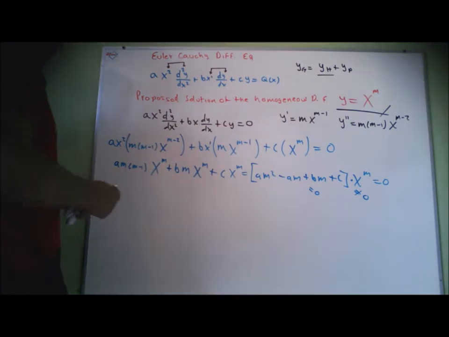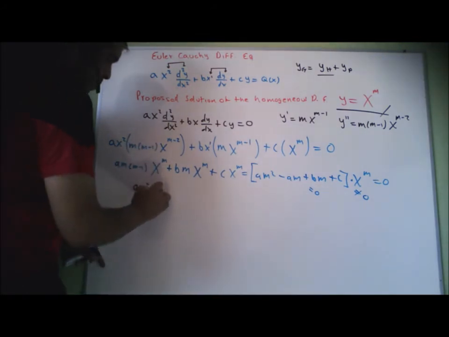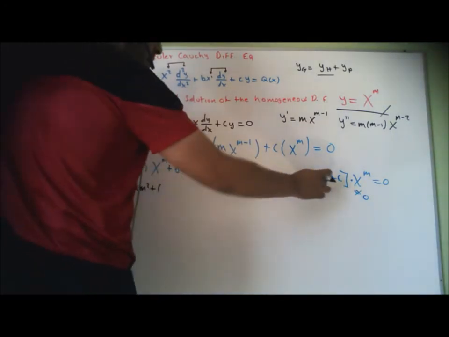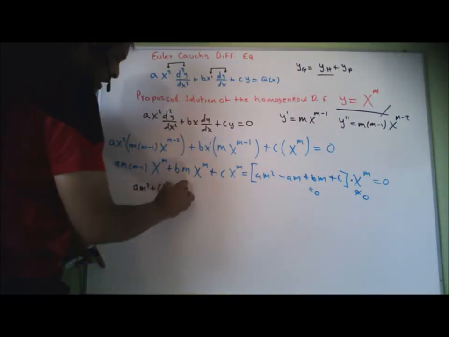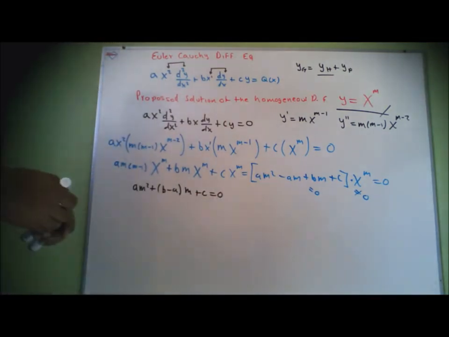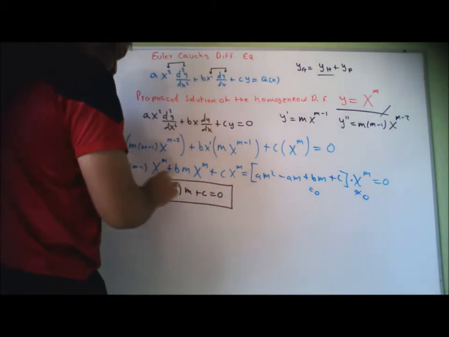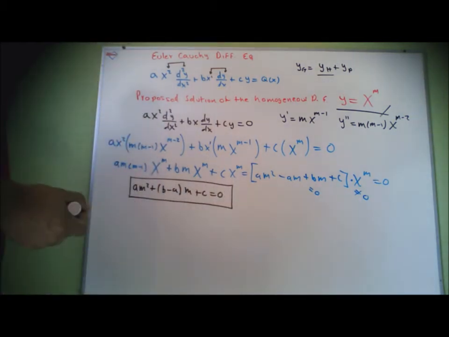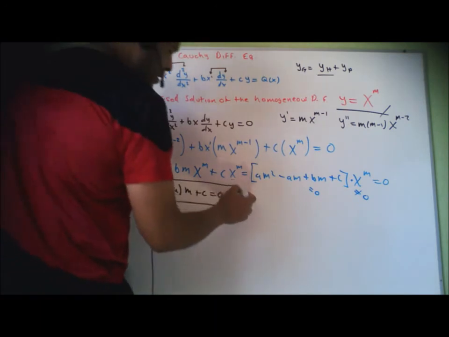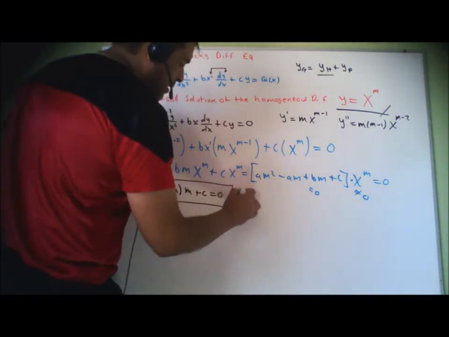So what we get is am squared plus, I'm going to factorize the m here, (b minus a)m plus c equal to 0. Okay, so now this is a characteristic equation. Check that it is different from the previous method, and this is only for the Euler-Cauchy differential equation.